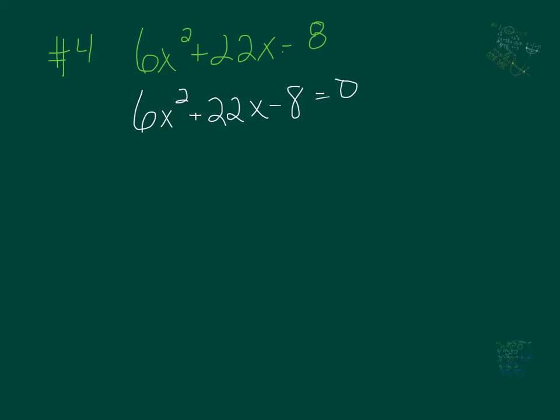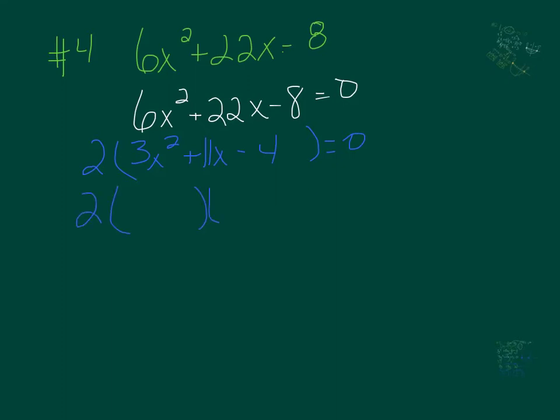Problem number 2. There's a GCF. It's 2. Pull it out. That's 3x squared plus 11x minus 4. You didn't have to do that, but it makes your life easier, so why not? Now factor it. I got a 2 hanging out.